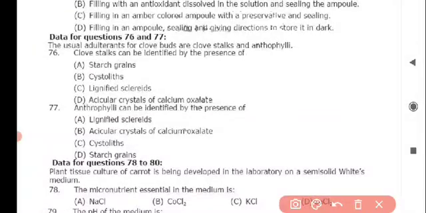Now the next statement is the usual adulterants for clove buds are clove stalks and anthophyllae. And the question for this is clove stalks can be identified by the presence of lignified sclereids. Option C is correct. Next question is anthophyllae can be identified by the presence of acicular crystals of calcium oxalate. Correct answer is option B.